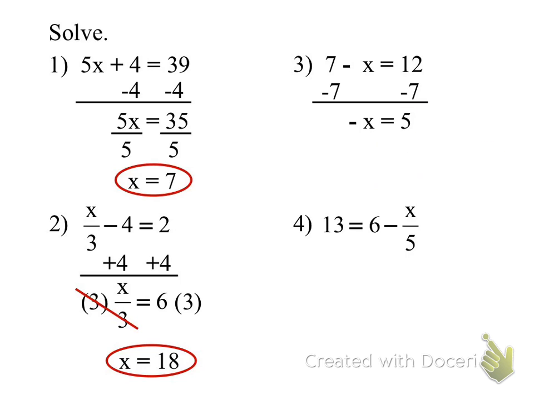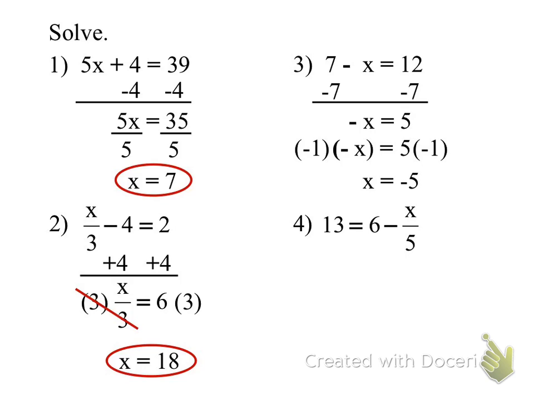Okay, questions? Okay, you guys try number 4. Pause the recording and do number 4. Okay, so what do we do first? Jamie Young. Okay, go, Jamie. I subtract 6 from both sides.